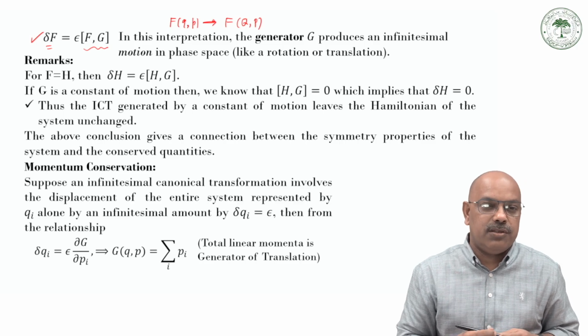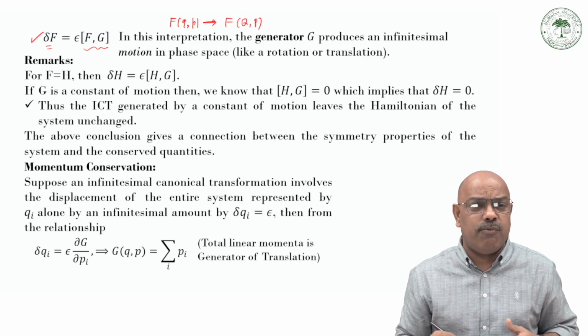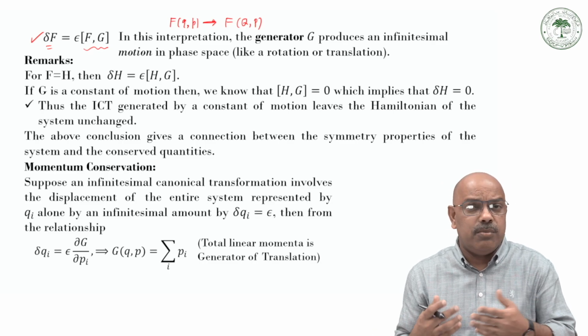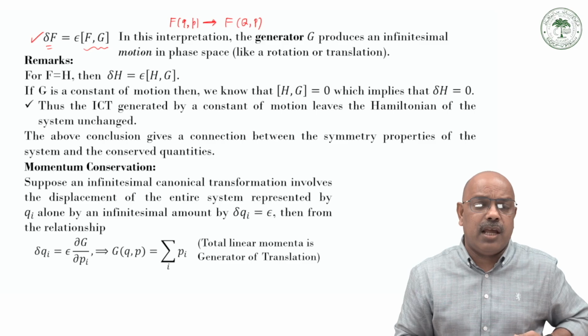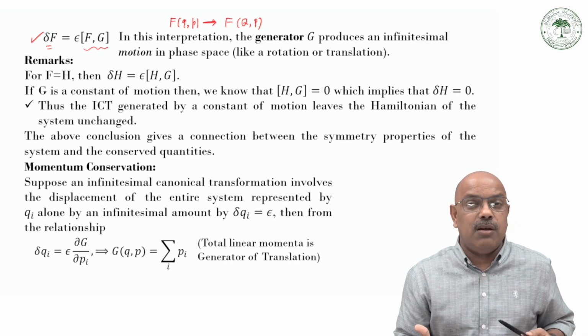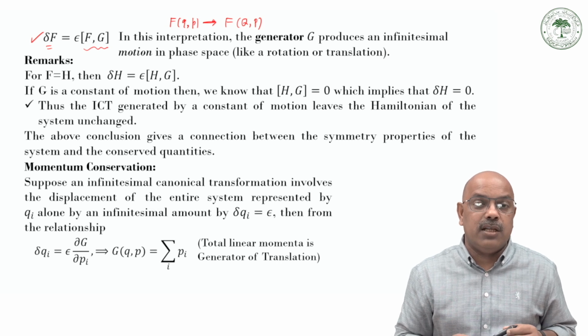Okay, so we are going to see in a moment how, when G gives the translation, what is going to be the generator of this infinitesimal canonical transformation, and if G is representing the rotation, then what physical quantity is going to be the generator of the infinitesimal canonical transformation.